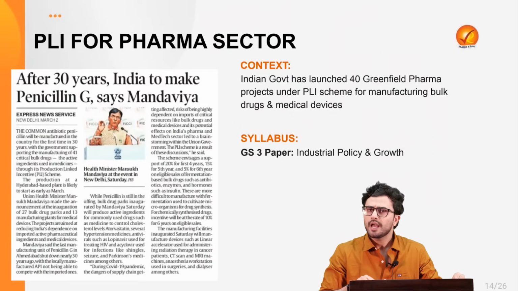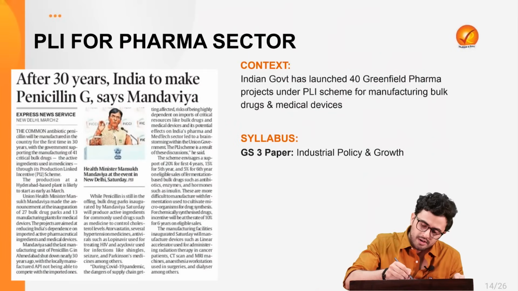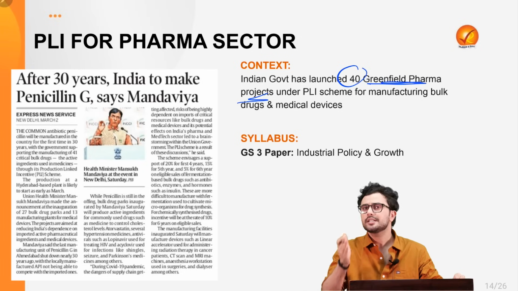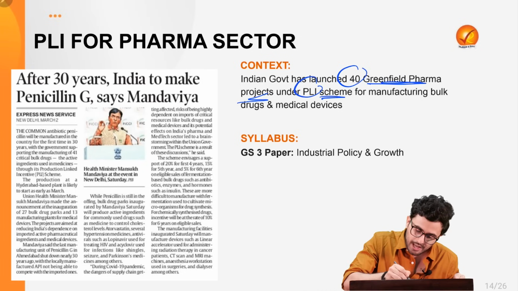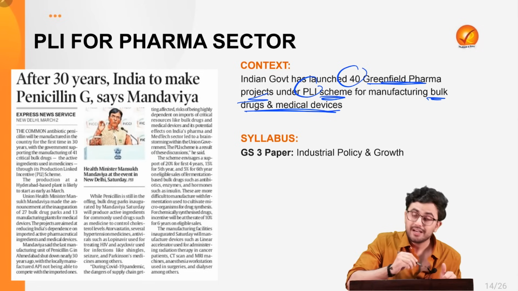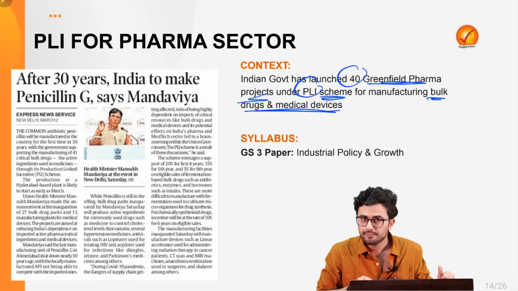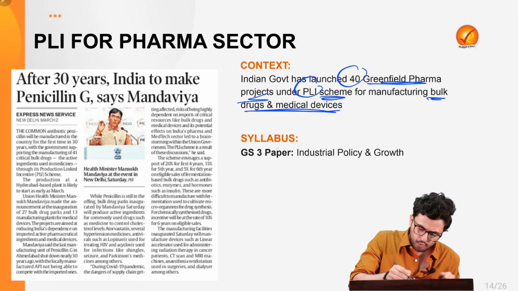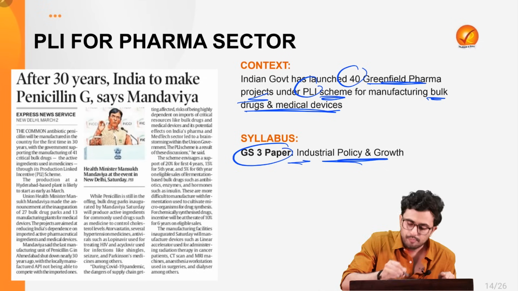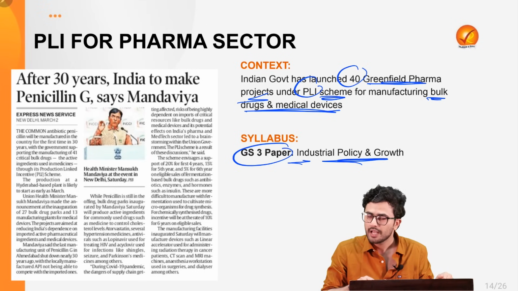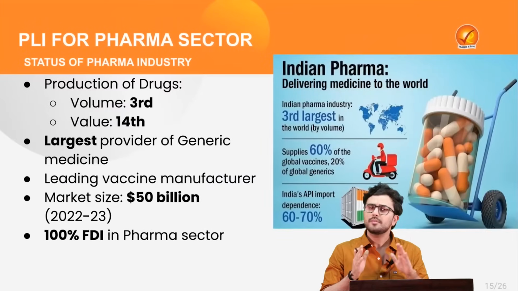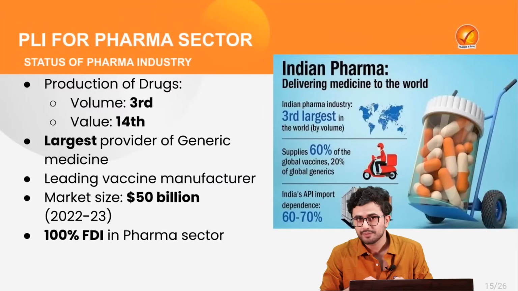The Indian government has recently launched 40 greenfield pharma projects under the Production Linked Incentive Scheme, or PLI scheme, for manufacturing bulk drugs and medical devices in our country. This forms an important component of your GS3 paper under the theme of industrial policy and growth. So, let's first try to inquire into the status of the pharmaceutical industry in our country.